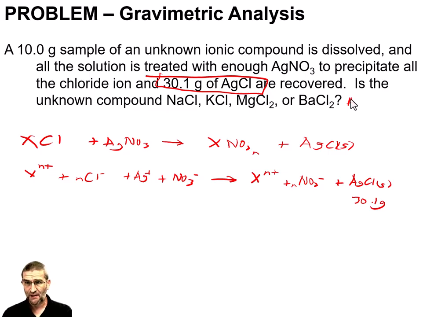We have Ag, we have Cl, there's 1 and 1, right, for this guy. So we have 1 mole of each. The mass for silver is 107.9 gram per mole.